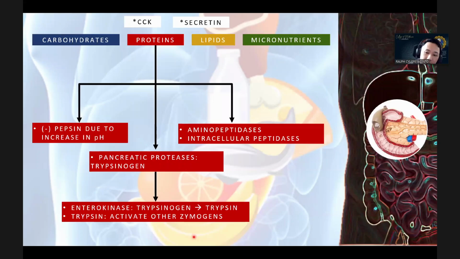And then located inside your enterocytes. So take note, this is not in the duodenal lumen, but rather inside your enterocytes, the cell itself. So they have intracellular peptidases. And on your brush border, you have your aminopeptidases. Okay, all of which can act on your dipeptides and tripeptides.